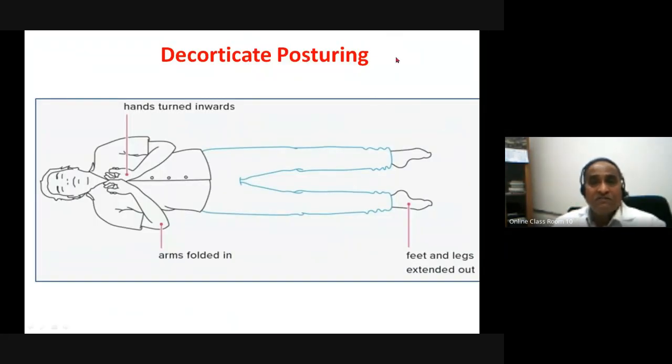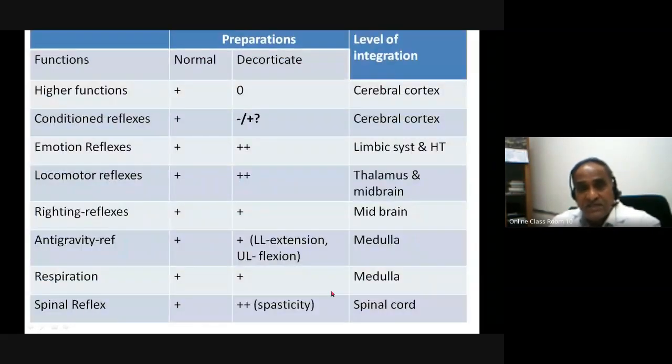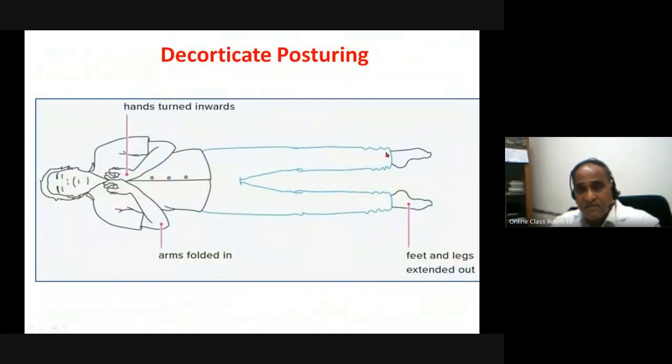This is the decorticate posturing. You can see what I mentioned here, the lower limb extension and upper limb flexion. Here the lower limb is extended; you can see the feet and legs extended out. And the upper limbs are flexed, something like this, with extension of the lower limbs, and even the neck may have some amount of opisthotonos position, that means backward, dorsal extension.